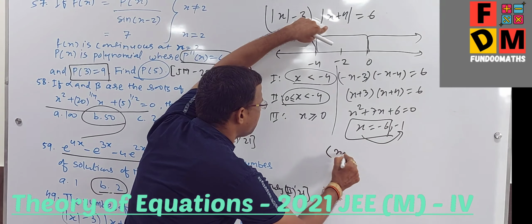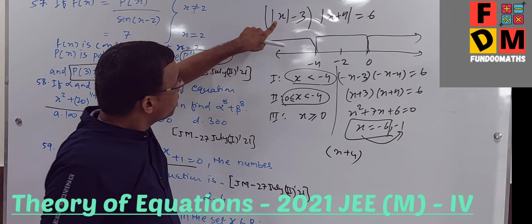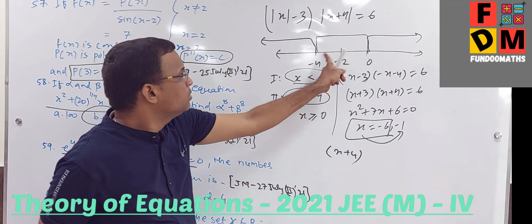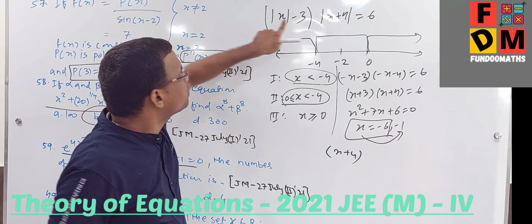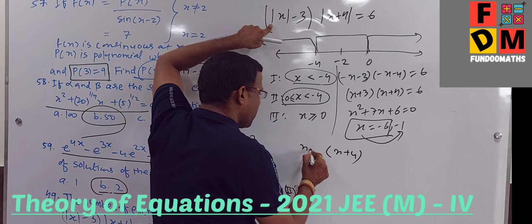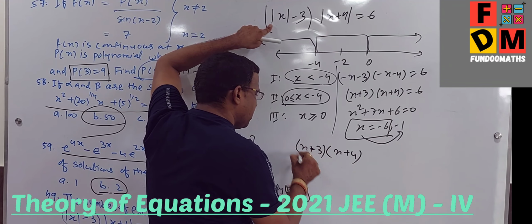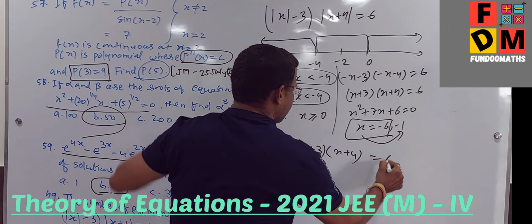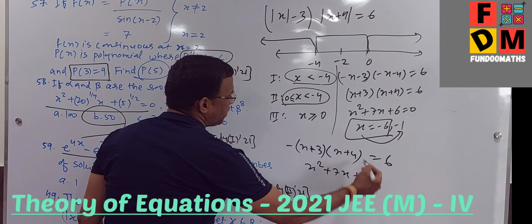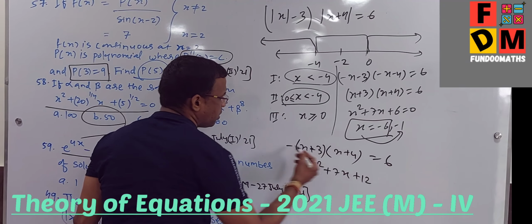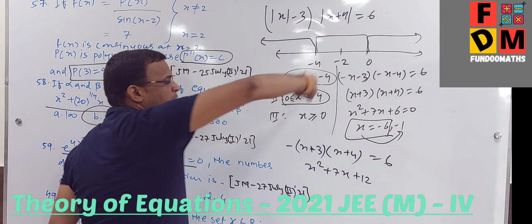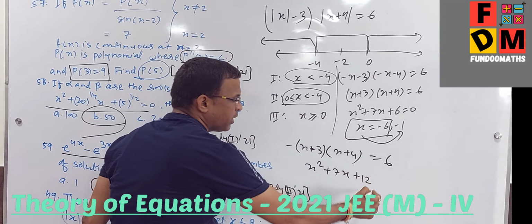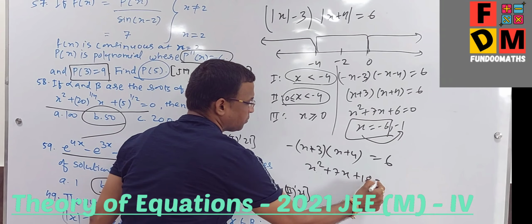So when I open the mod, it will be positive x plus 4. This will be negative because x is negative. X is negative in 0 and minus 4, so it will be minus x minus 3. So minus x minus 3 into x plus 4, and here we go, 6. Fine. So when I solve this, it is x square plus 7x plus 12, and minus 6 shifted to the other side becomes plus 6, so 12 plus 6, 18.